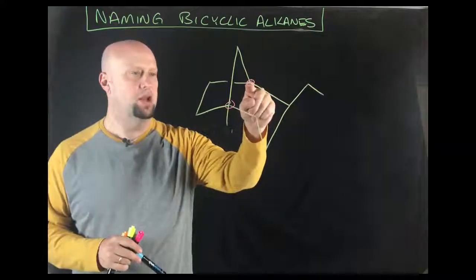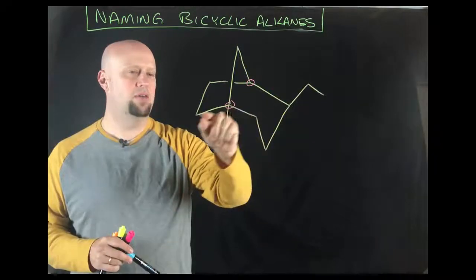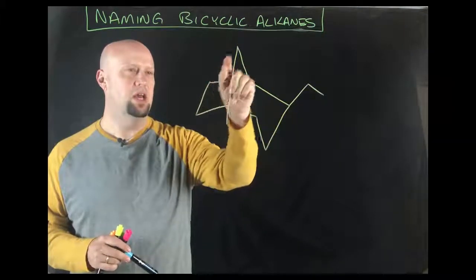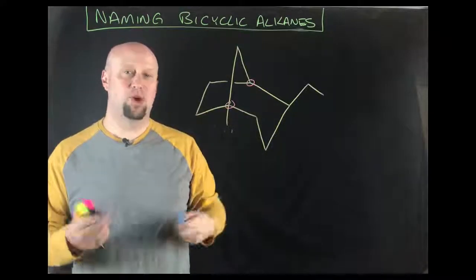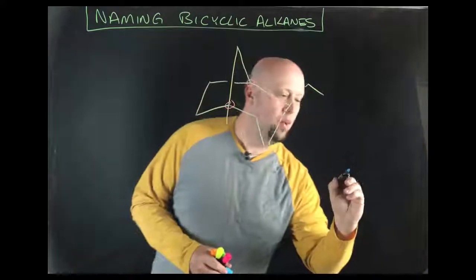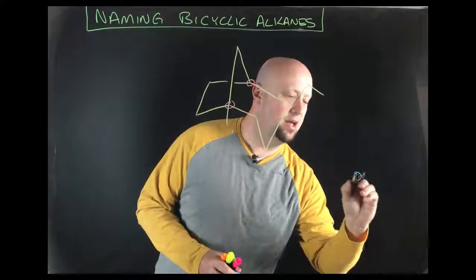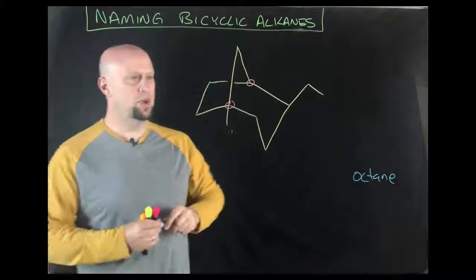So I'm going to start at the bridgehead. 1, 2, 3, 4, 5, 6, 7, 8. You have to count that top carbon there. That's part of the bicyclic structure of that ring. And so again, we have an octane for our root name. So we'll start there. Okay, so that's great.